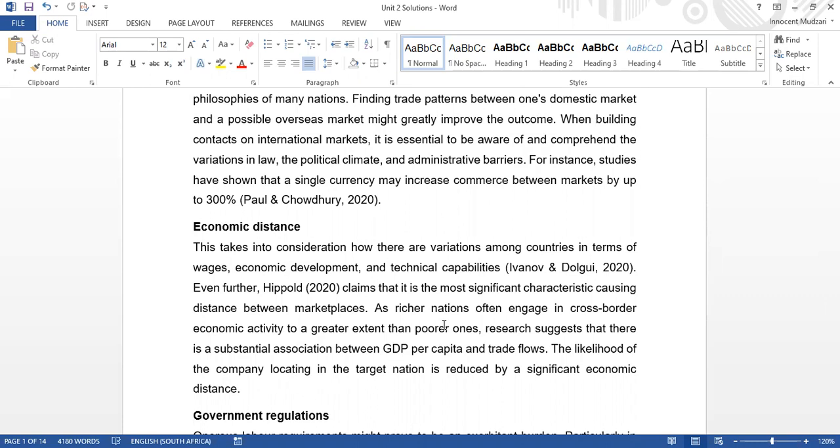So the economic distance takes into consideration how there are variations among countries in terms of wages, economic development, and technical capabilities. So they affect location decisions. Wages might be high or they might be low. Economic development, there's no infrastructure there. Technical capabilities, all of these fall under economic distance. They affect the location decisions of the company.